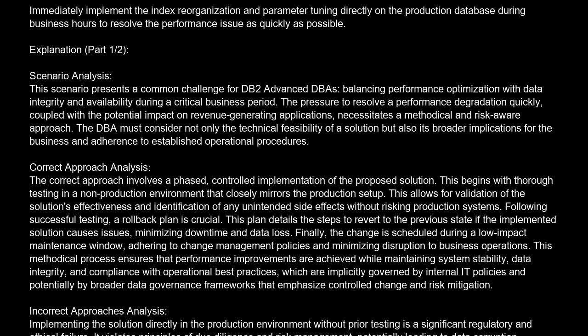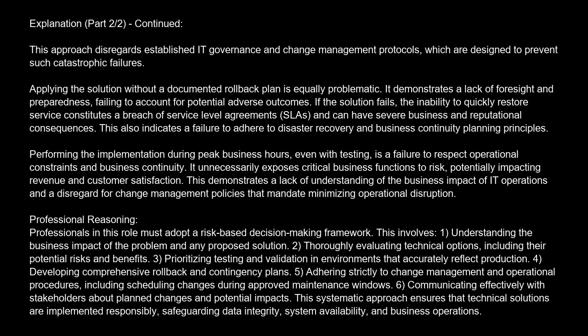Incorrect approach analysis. Implementing the solution directly in the production environment without prior testing is a significant regulatory and ethical failure. It violates principles of due diligence and risk management, potentially leading to data corruption, extended downtime, and financial losses. This approach disregards established IT governance and change management protocols, which are designed to prevent such catastrophic failures.